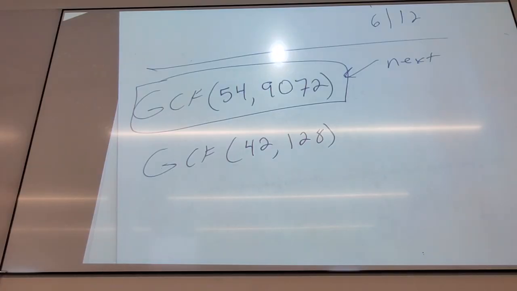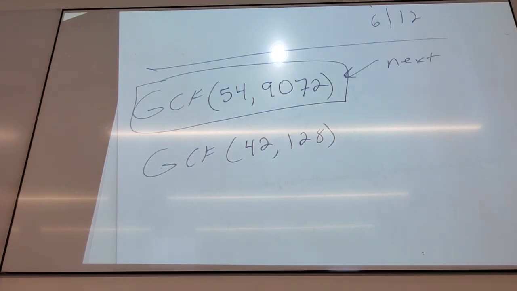Whatever the GCF is for 42 and 128. Yes, once the numbers start getting bigger, you definitely don't want to make a list of all the factors. You definitely don't want to do a prime factor tree. There's got to be a shortcut. I want the number that goes into both of those numbers, the biggest number. Yes, that's what GCF means.